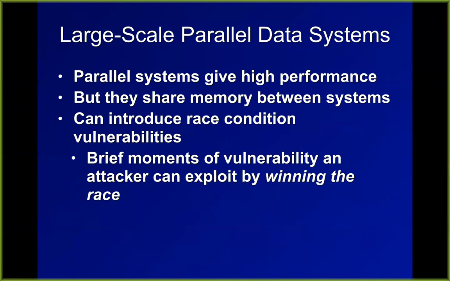Parallel systems give you high performance, but they share memory between systems. So you can have race conditions where one process is writing to memory and another process is also writing to memory. And when the first one comes back and tries to read what it wrote, it has been changed. This led to, I think, the dirty cow exploit and a bunch of security exploits. These are called race conditions because the attacker has to win the race. And if they manage to get in first, they can change the behavior of a program.